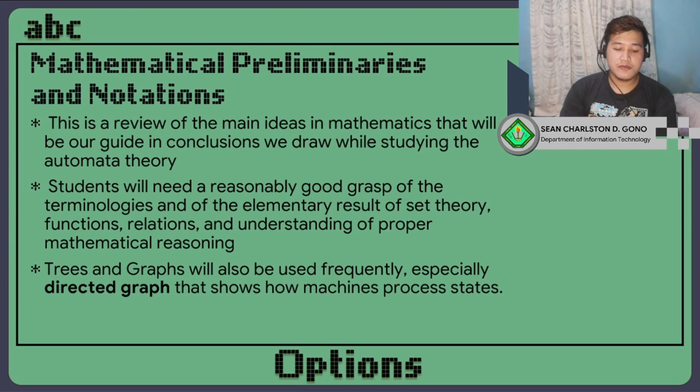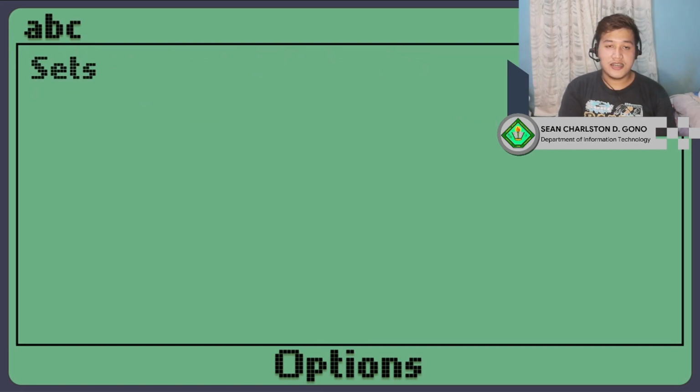Trees and graphs will also be used frequently, especially directed graphs that show how machines process states. So trees and graphs will be prominent when we're discussing finite state machines and others. That's why you need to remember the difference between trees and graphs. So let's go ahead and discuss what sets are.